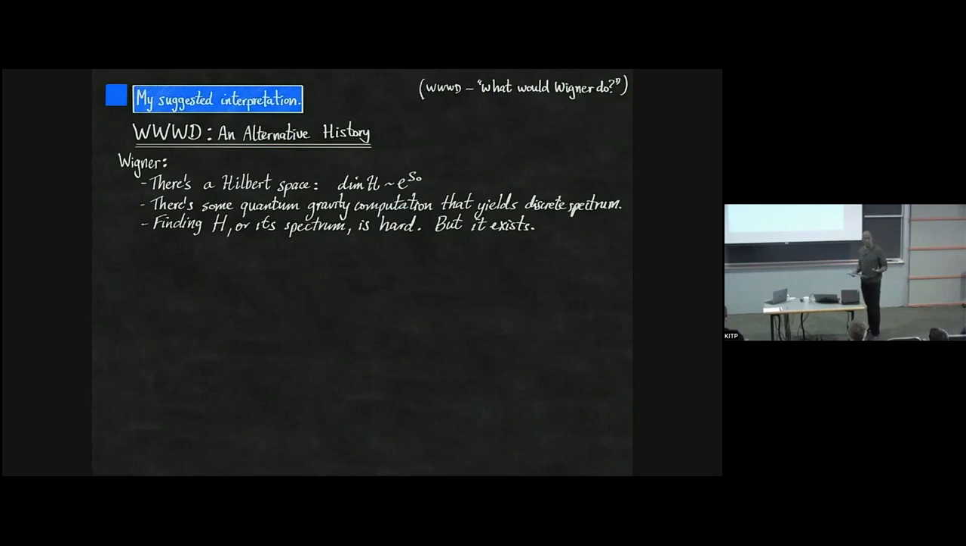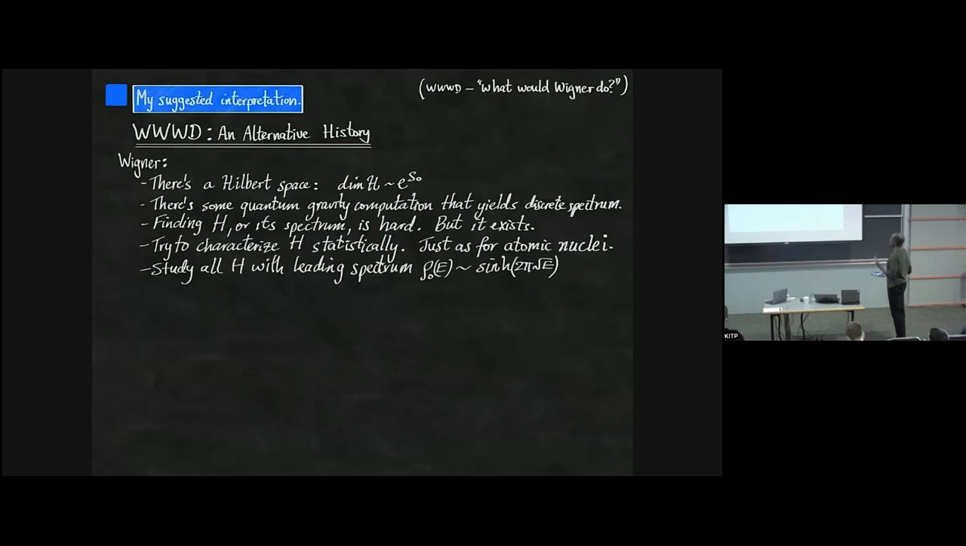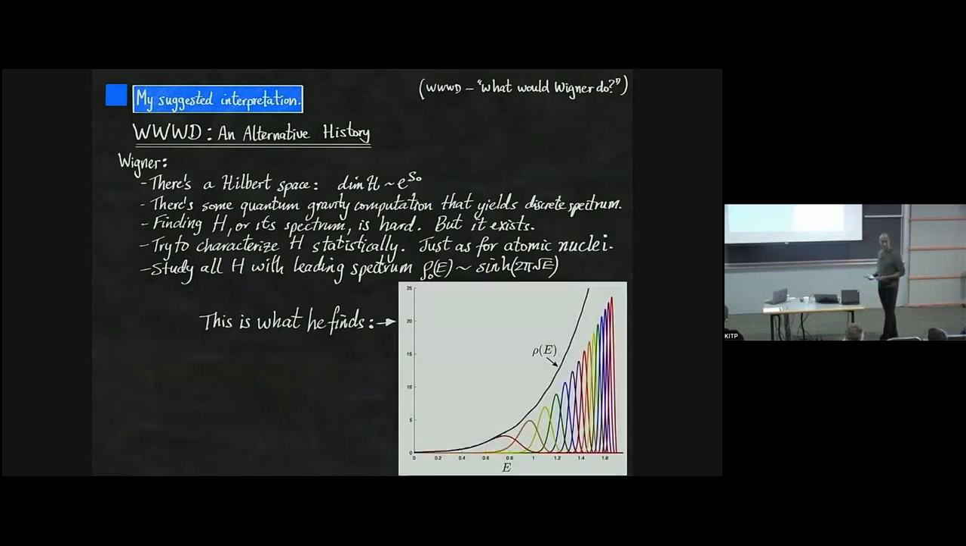What would Wigner do? Wigner would go, well, I'm going to study the class of Hamiltonians and see if I can characterize it, even if I can't solve for the one explicitly. So try and characterize H statistically, just as Wigner did for atomic nuclei. So you study all H with as many things as you know about it. And the thing we know is that the spectrum asymptotes to the Schwarzian. So if you study all H's with that leading spectrum, what do you get? And let me glibly say, this is what he would find, which is what I showed you. So that's the way of thinking about the matrix model.